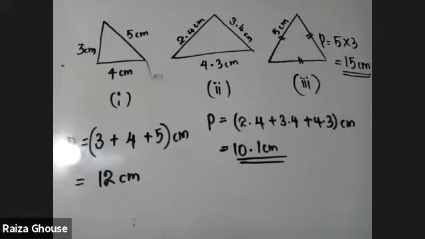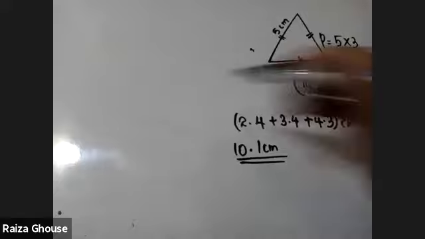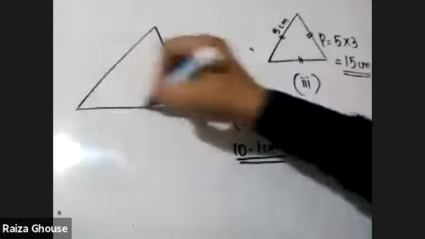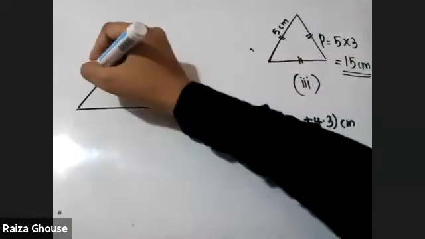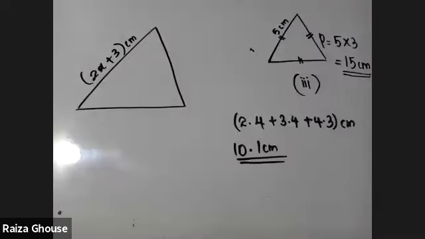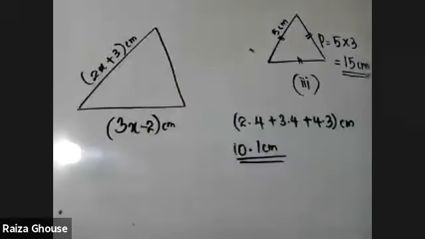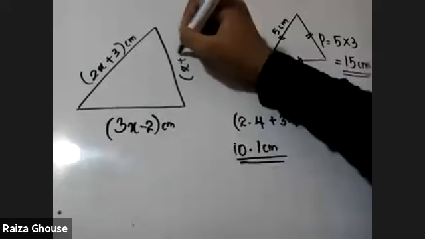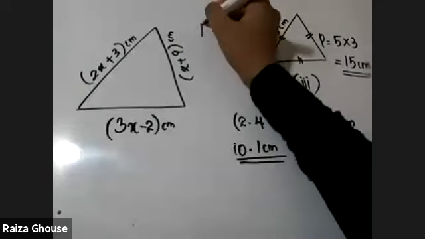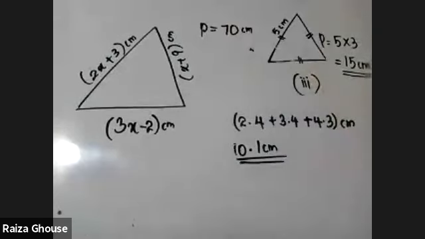Now I'm going to give you a different one. It will be easy to understand these things. Now draw this triangle. This side is 2x plus 3 centimeter. This side is 3x minus 2 centimeter. This side is x plus 9 centimeter, and I will give you the perimeter. Perimeter equals 70 centimeter. I want you to find the length of each side.